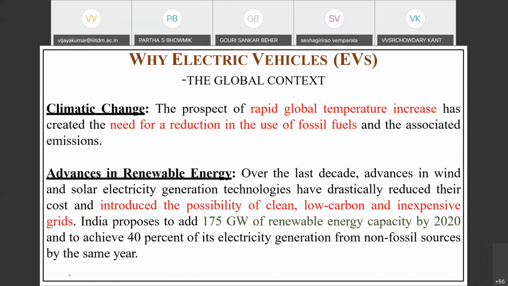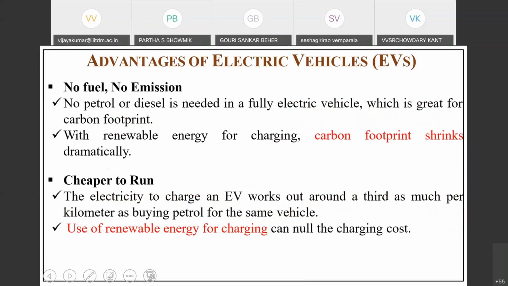So climate change, and we are looking at renewable energy integration to reduce the carbon emission. At the same time, we can make our grid clean and greener. So for that, we are integrating more renewable energy into the grid. Even MNRE is targeting that by 2020, they are planning to integrate 175 gigawatt into the network. When we talk about electric vehicles, again, there is no fuel and no emissions. So we need not have any kind of fuel for the electric vehicles, so that there is no carbon emission to the environment.